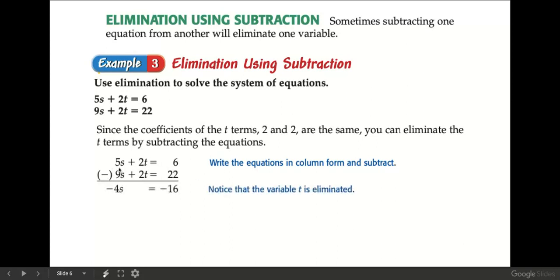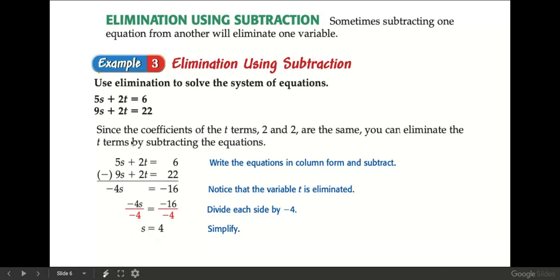So when I do that, 5s minus 9s is negative 4s. 2t minus 2t makes 0, which is what I wanted. They eliminated each other. And 6 minus 22 gives me negative 16. So now I have negative 4s equals negative 16. So then I can solve for s now, divide both sides by negative 4, and that's going to give me s equals 4. So now I know the s value.